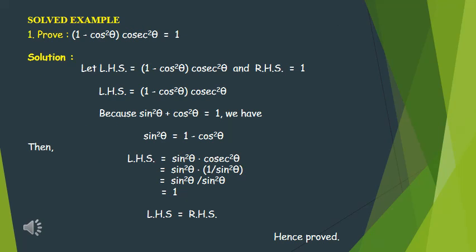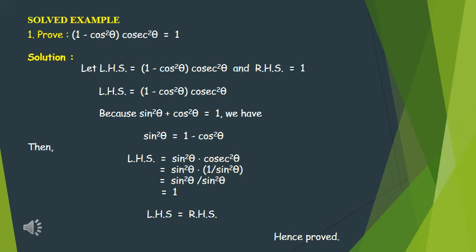Now students, here are some solved examples based on these identities. Let us see the first example. Here we have to prove (1 minus cos square theta) into cosec square theta is equal to 1. Let us consider (1 minus cos square theta) into cosec square theta as our left hand side, and 1 as our right hand side. We can take any one side to prove the given question. So we will take the left hand side.